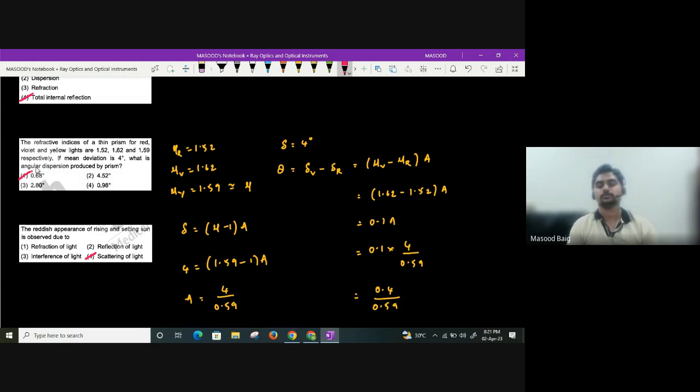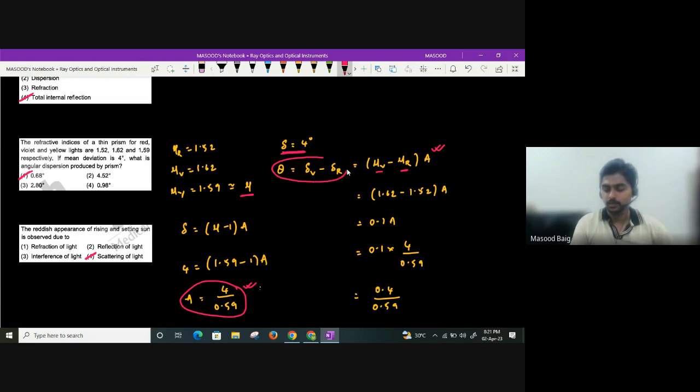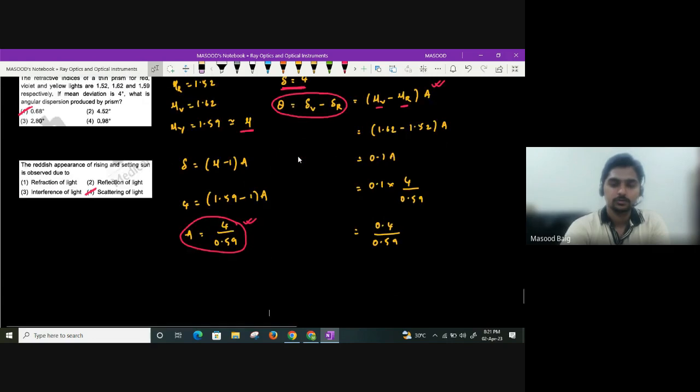Clear, all of you? Yes or no? So from the mean deviation and mean refractive index, we were able to calculate the value of the angle of the prism. Already they have given mu v and mu r. We calculated A, so from there we can find out the angular dispersion. Angular dispersion is basically the difference in deviation produced in violet light and red light, guys. Clear? Understood, all of you?